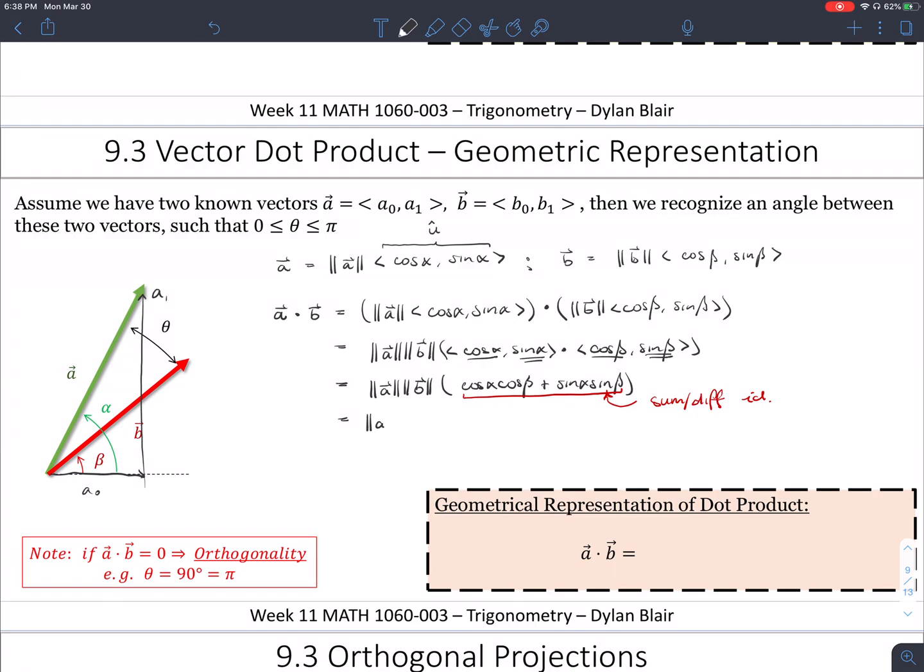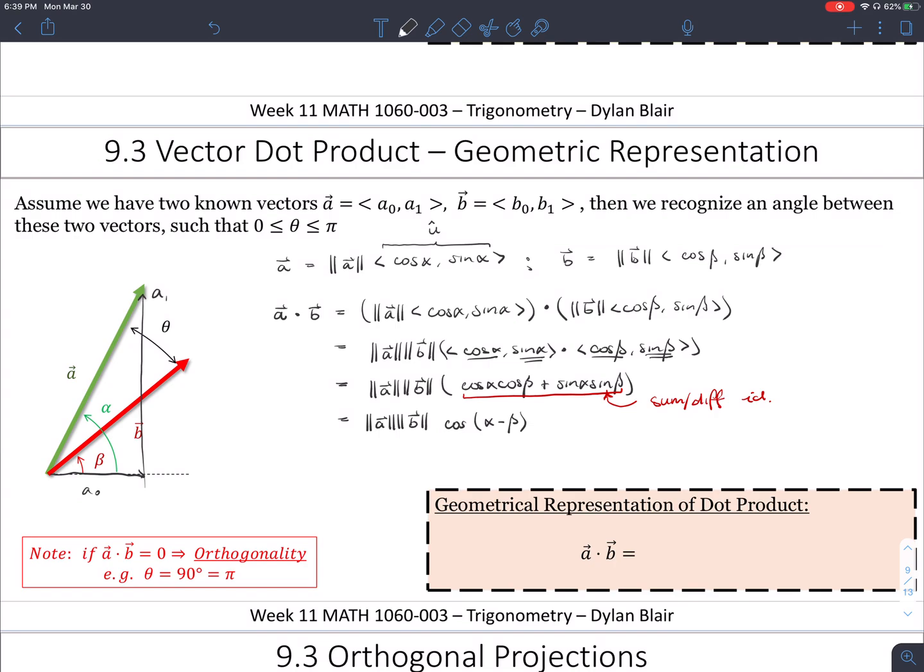Okay, so our result is going to be the magnitude of vector A multiplied by the magnitude of vector B, take cosine of alpha minus beta. And if you have to look back up the identity, go ahead. You can pause the video for a second and look back up the identity, but that is the result.